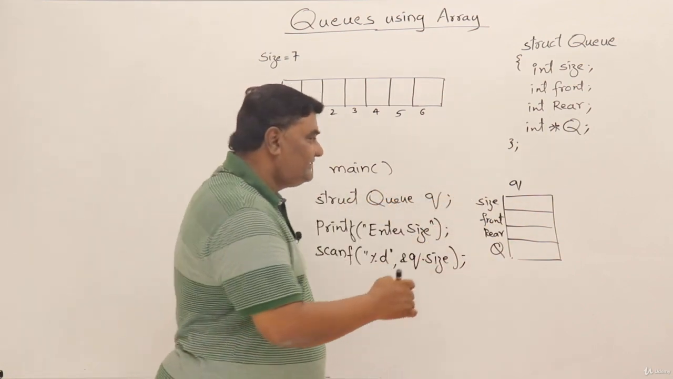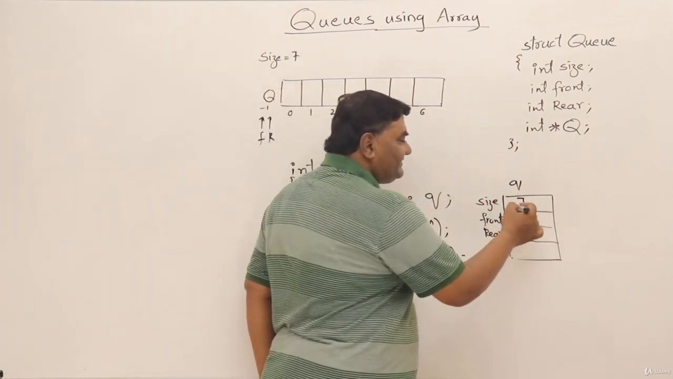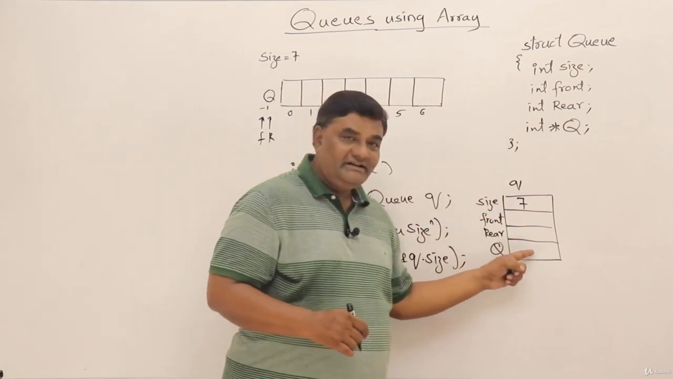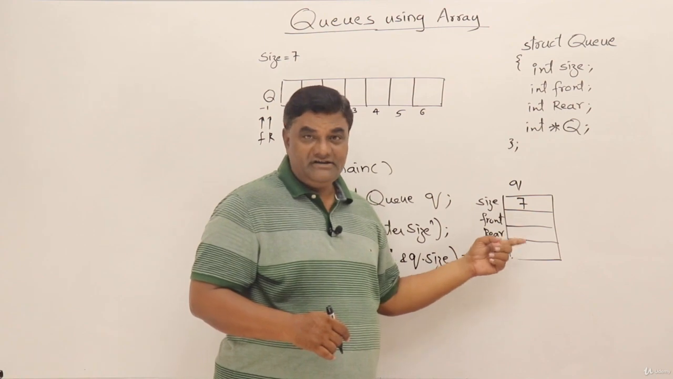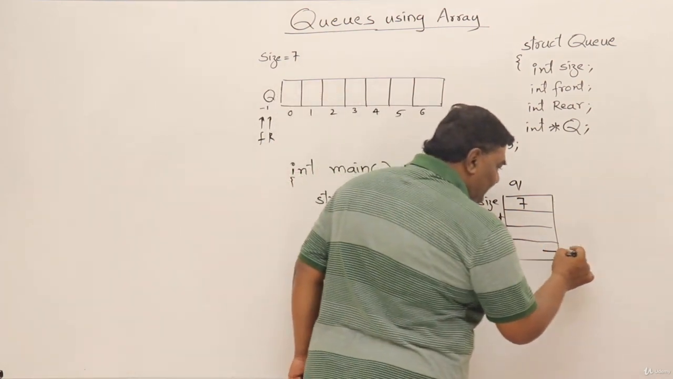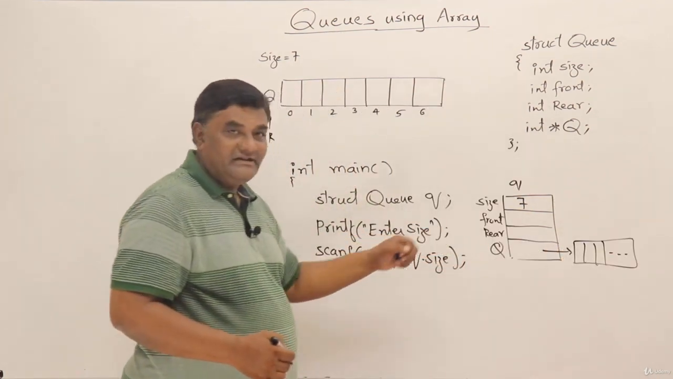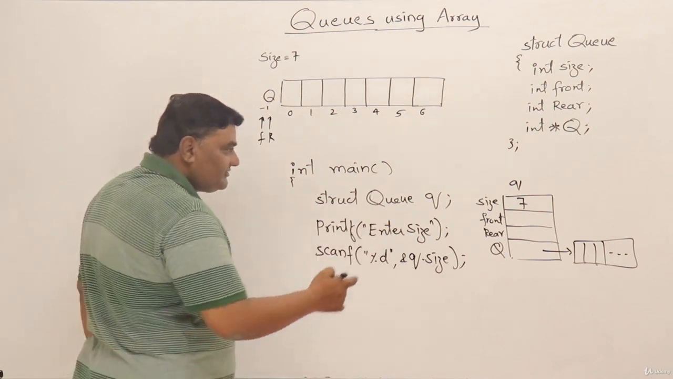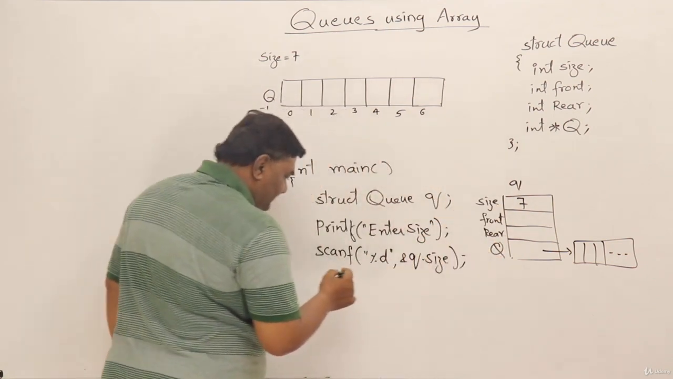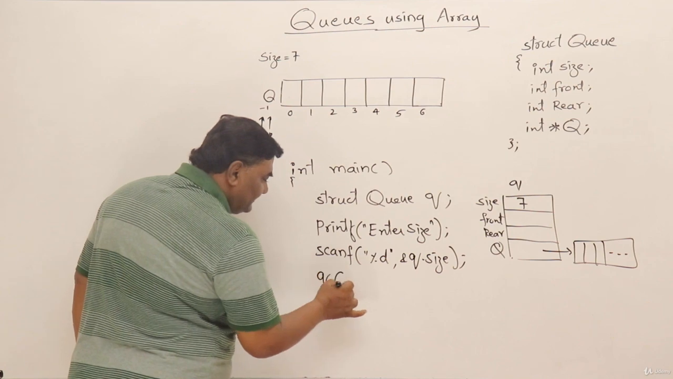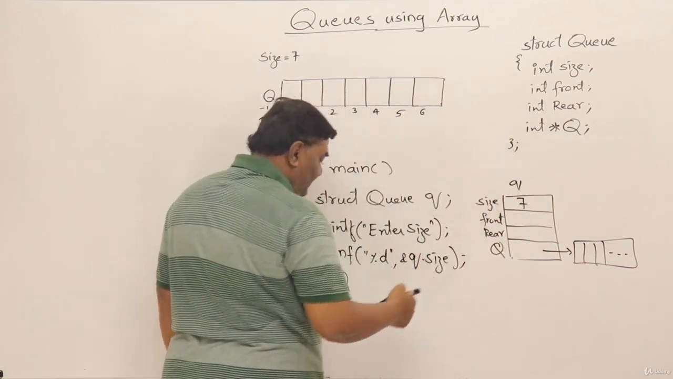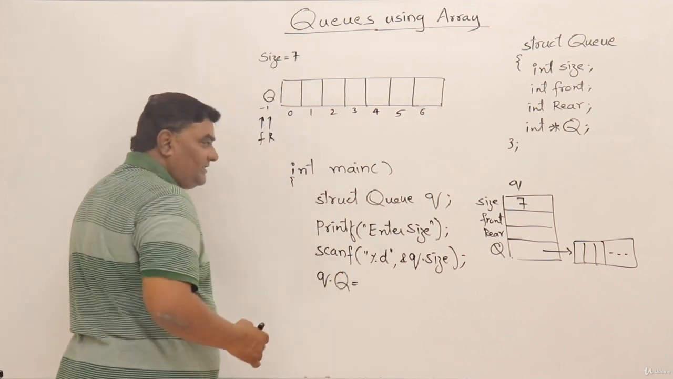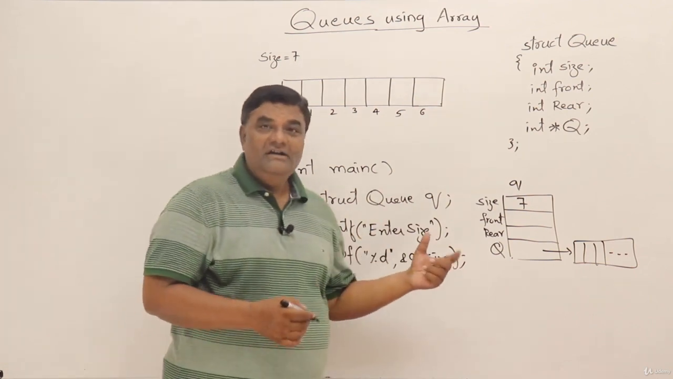Suppose the size is 7. Then based on that size, I should create an array of size 7 and assign it to the pointer q. For creating that array, I should say q dot q. So q is a variable name and it has a member q, which is a pointer to an integer array. This is an address pointer. Then to this, I should dynamically allocate memory from the heap and assign it.